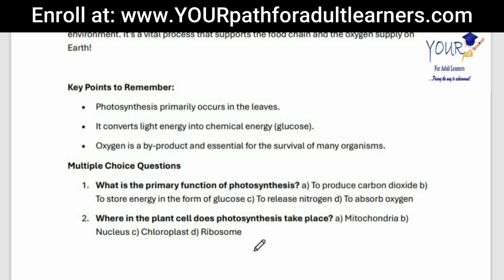So A, to produce carbon dioxide. B, to store energy in the form of glucose. C, to release nitrogen. And D, to absorb oxygen. So the primary function of photosynthesis, as we already mentioned based on the text, is to yield glucose. We know that option B discusses to store energy in the form of glucose. So B is the correct answer for question number 1.